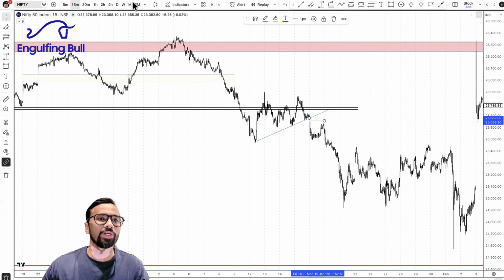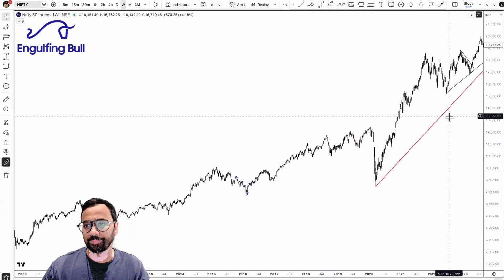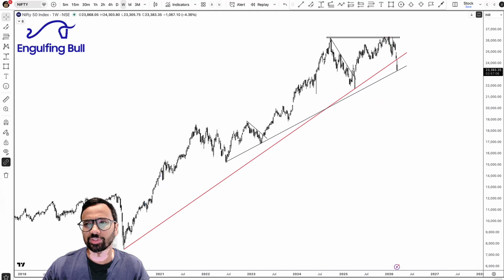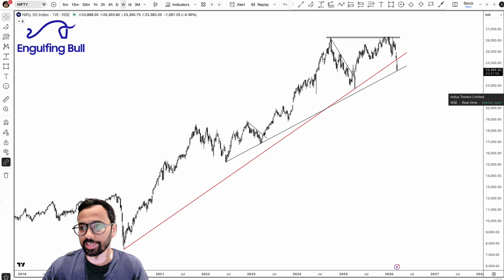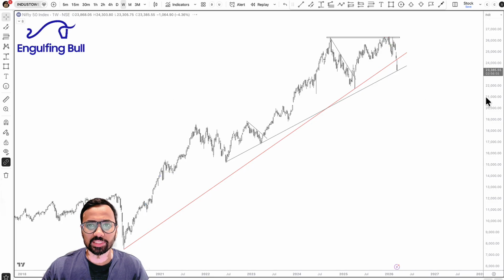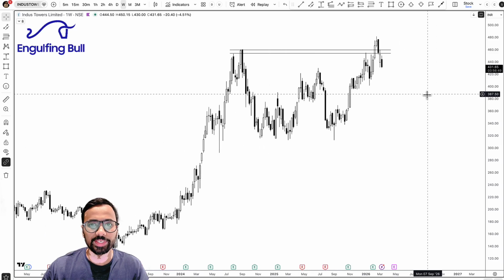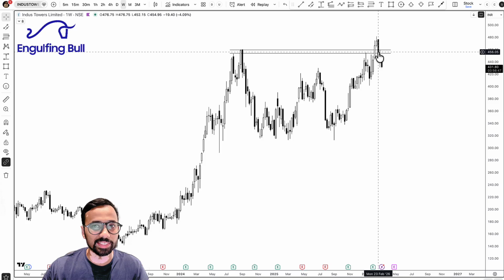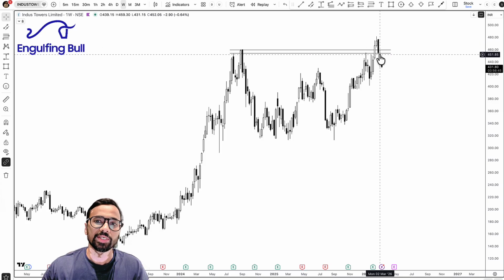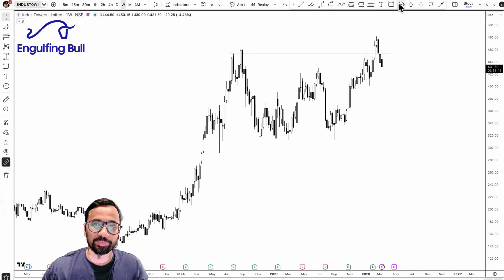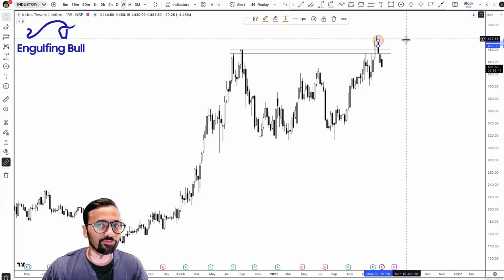Okay, now let's go to another stock and try doing this so that you understand it's not only for index. You can do it with any stock that's out there. So let me show you Indus Towers. You can see there was a resistance already here. There's an engulfing bear here. So you just need a follow through, which basically means this here was a false breakout.